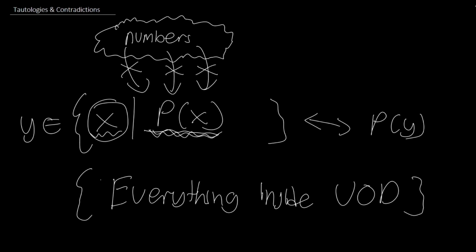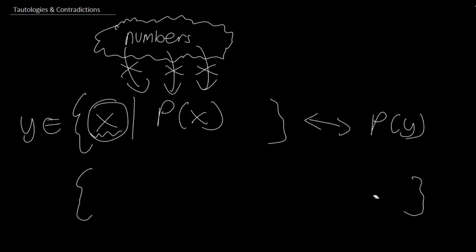So what do you end up with in this case? What happens when P(x) is a contradiction? You end up with a set that is empty. This is known as the empty set. So there's absolutely nothing inside of it. And this is different from saying 0 is inside of the set because 0 is something, okay? This is the empty set. It contains absolute nothingness at all.